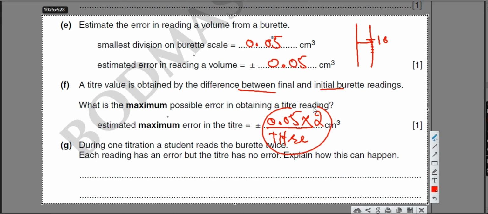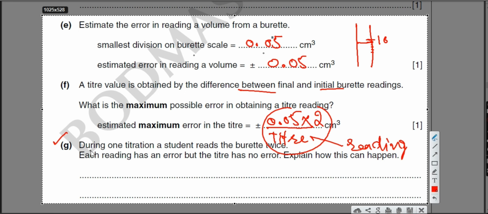How to calculate percentage error: it is the least count of the equipment we used, multiplied by the number of times we use that equipment to measure that volume, and then divided by the value or the reading. So this should be the reading.